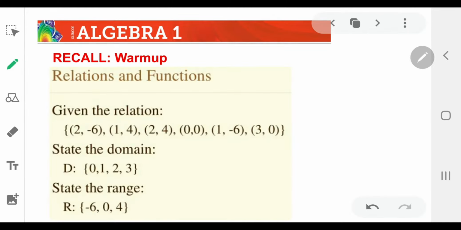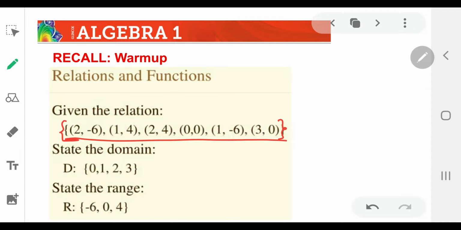Let's recall the meaning of relations or how to express relations. As we studied earlier, relations can be represented as ordered pairs, like this relation. We use the 2 curly brackets, and in between we have the ordered pairs. (2, -6), this is an ordered pair. (1, 4), (2, 4), (0, 0), (1, -6), (3, 0). As a whole, it is called a relation.